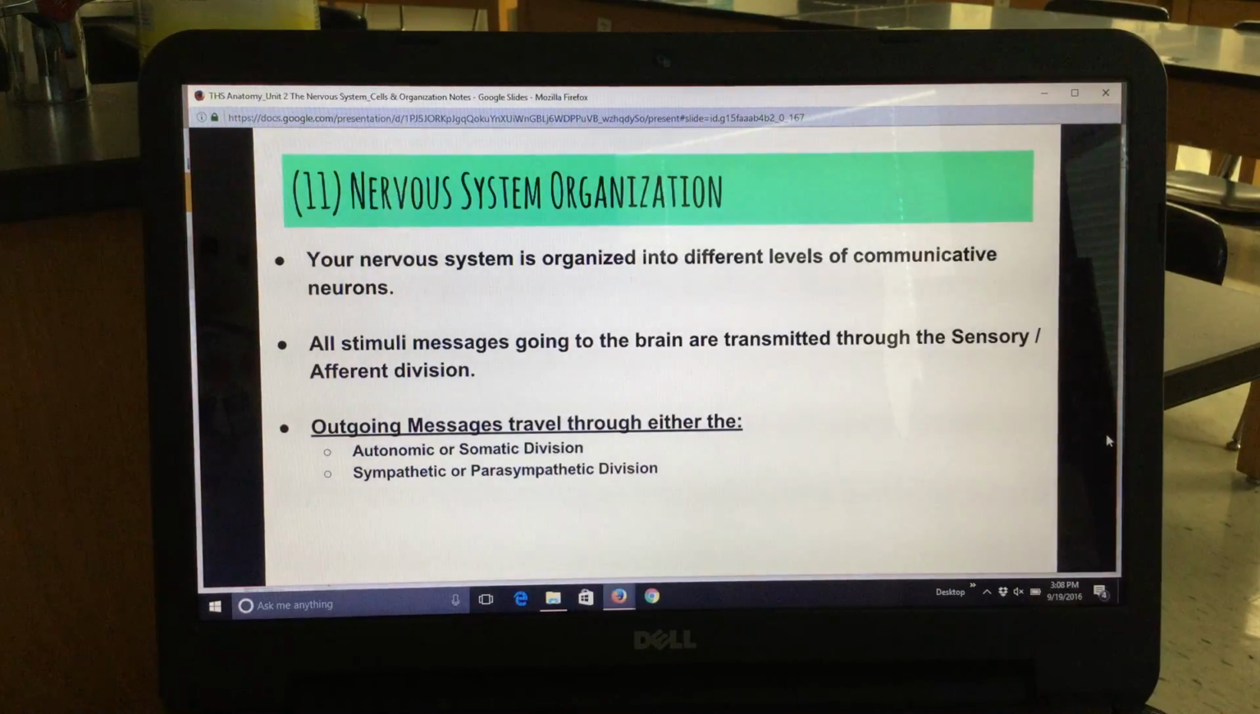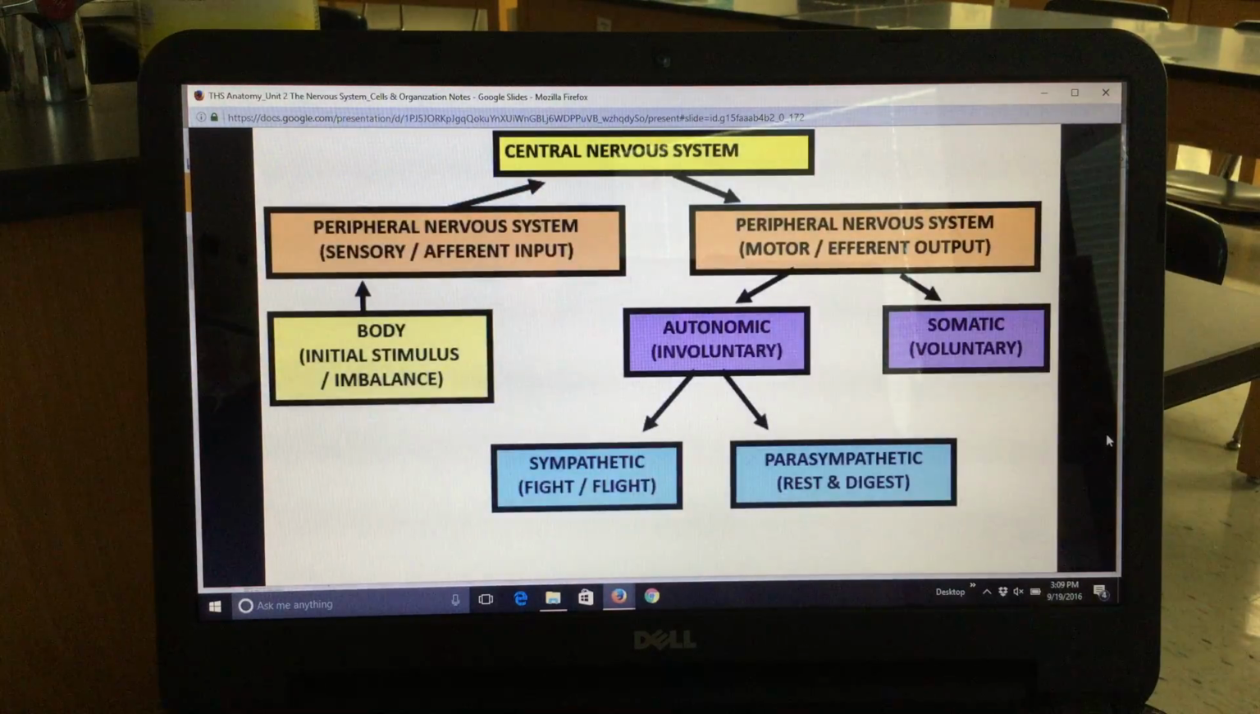All stimuli messages are going to go to the brain and are sent through the sensory or afferent division. And anything that's coming away from the brain is going out the efferent or motor division. And its choices are either going to be the autonomic or somatic division or the sympathetic or parasympathetic division. So let's look at a diagram of what this is saying.